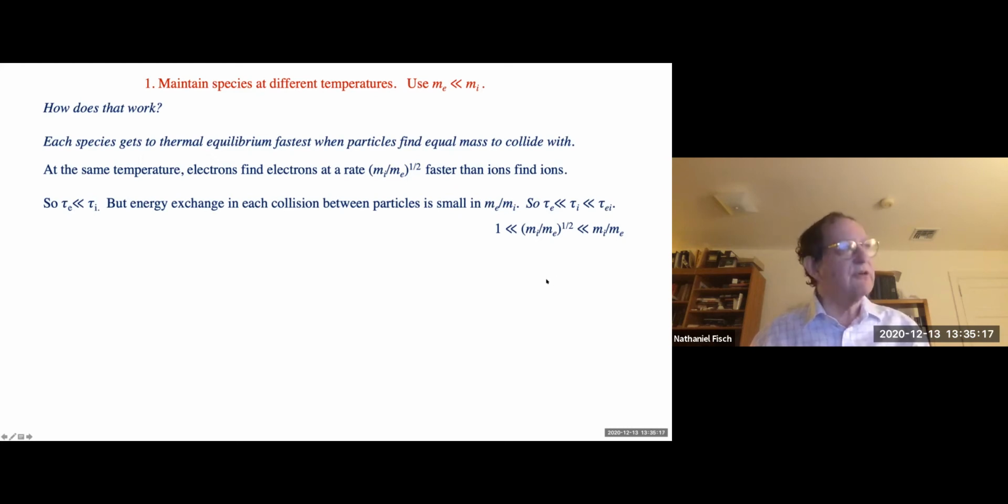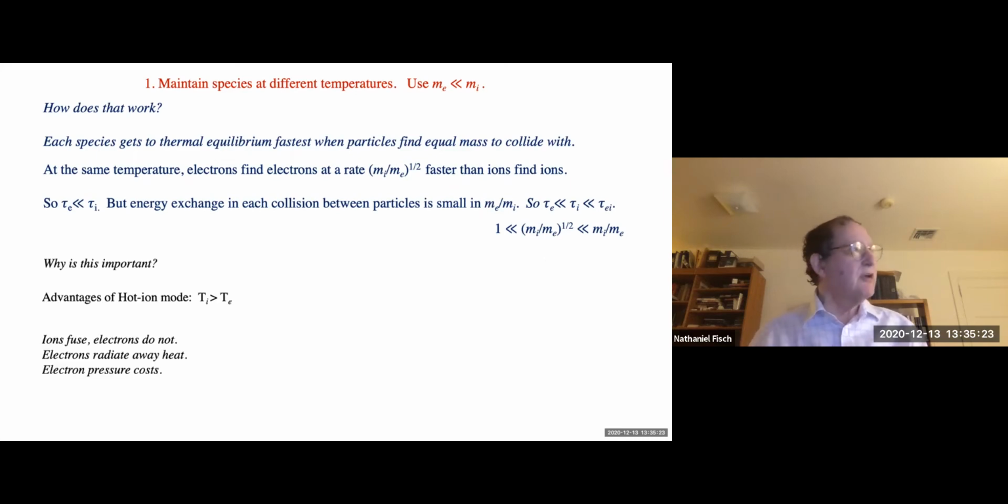That means that you can have each species get to its own temperature before they equilibrate with each other. Now, why is that important? Well, you can get a hot ion mode. You can get the ions to be hotter than the electrons.